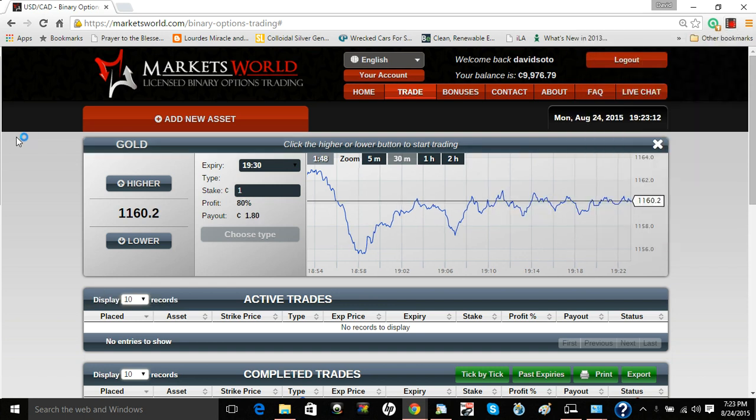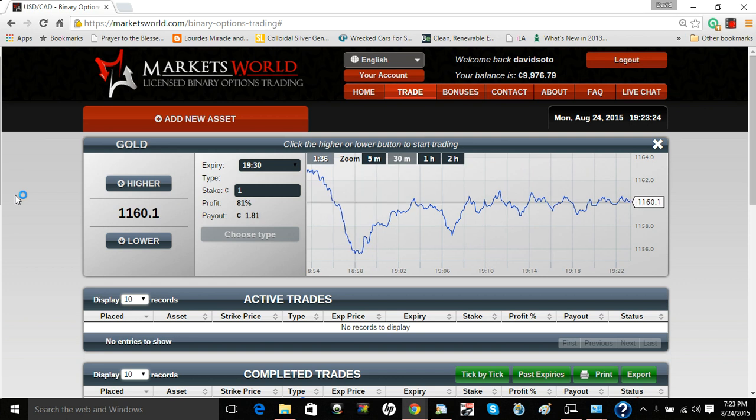I just want to show you real quick how to set up your MarketsWorld account and integrate it with MetaTrader 4 and begin trading. So when you first log into your MetaTrader 4, your demo account or live account, if you do your demo account, you should start with a balance of $10,000 up here, right? And your screen will look like this.